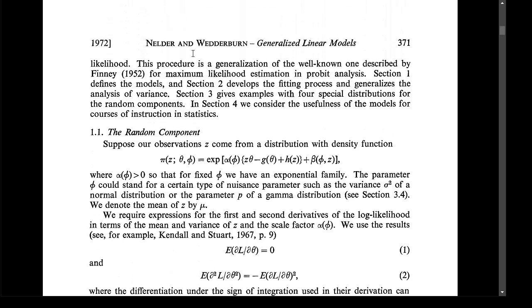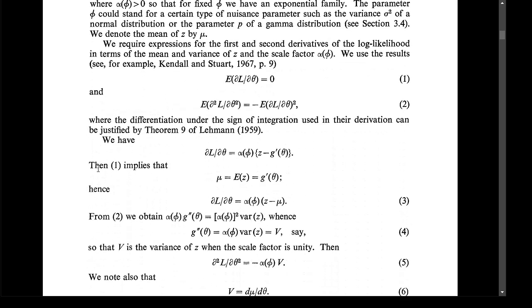Okay, so now continuing to read through this foundational paper on generalized linear models, we are now at this statement right here that then 1 implies that the mean of z, the random variable z, equals the first derivative of the function g with respect to theta.